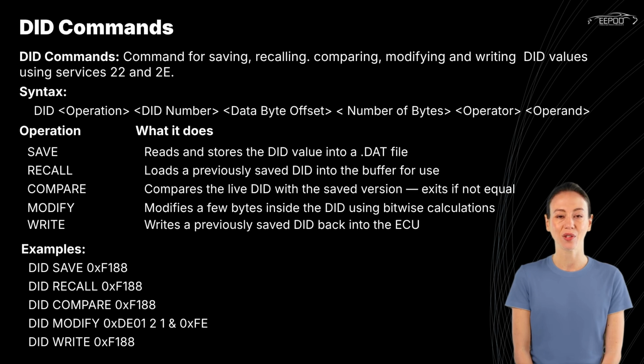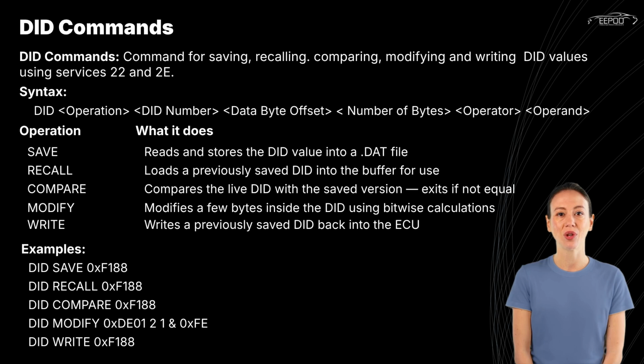Did recall. This command pulls a previously saved DID value back into the FSCRIPT buffer, so you can use it in logic, display it, or log it. Example, did recall hex F188. Now, the value from the .dat gets loaded into data and text, which you can use in logic comparisons, just like if you did a did request.